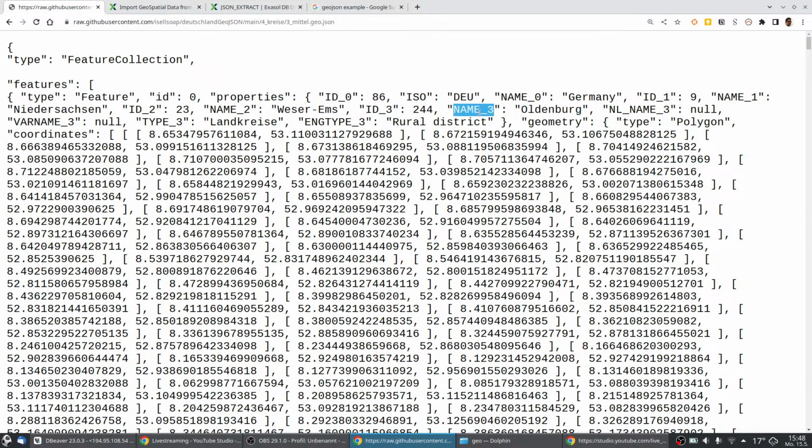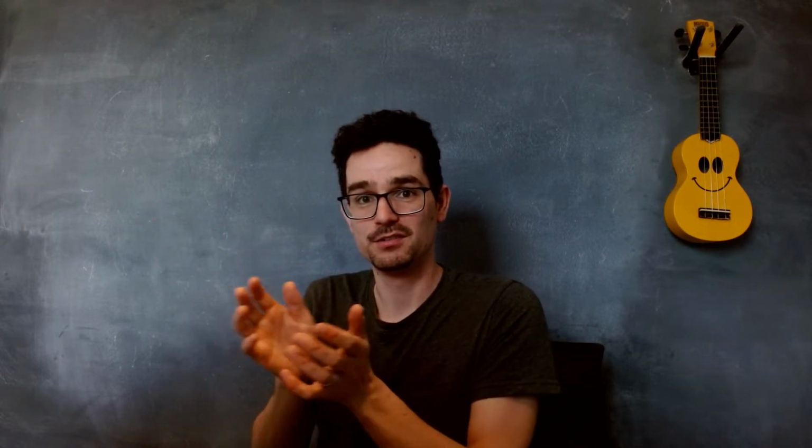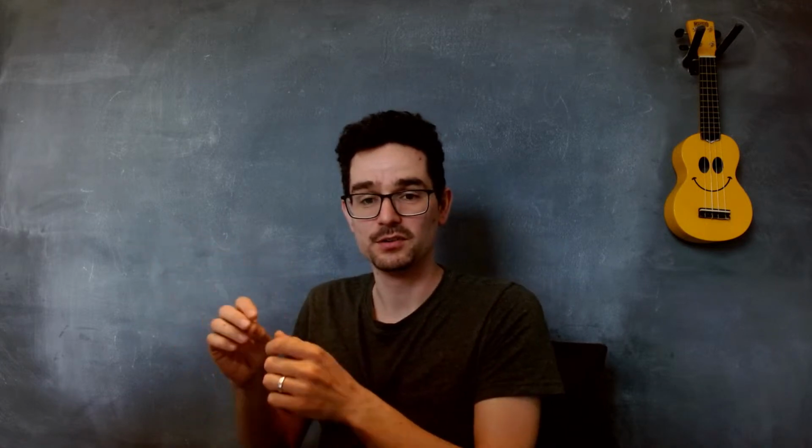Name 3 is the property where we find the city name. Name 2 is the district. Name 1 is the state, the area, and name 0 is, well, I think always Germany. It's the country, because we only have German data here. And then properties closes here, and then we have geometry. And geometry is type polygon. For some cities, the type is multi-polygon, because these are cities which are not one single polygon, but multiple of them. I don't know why.